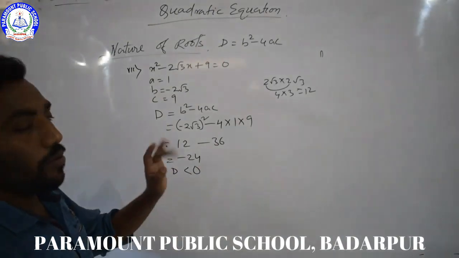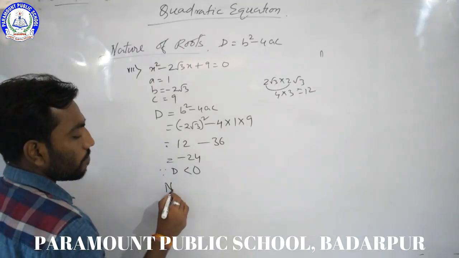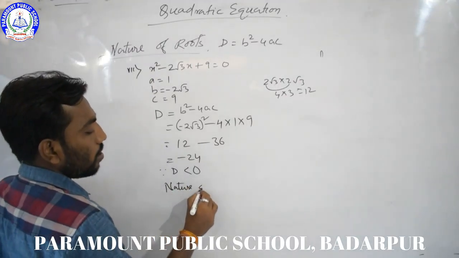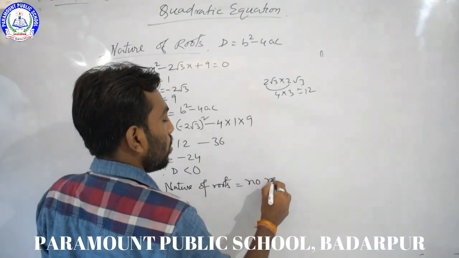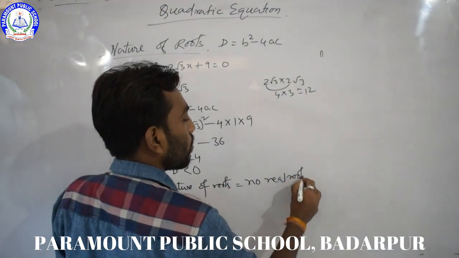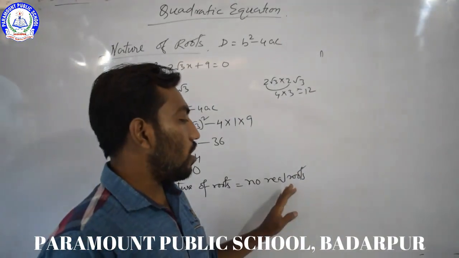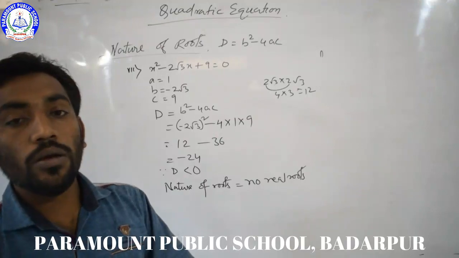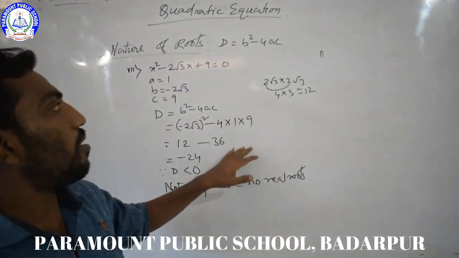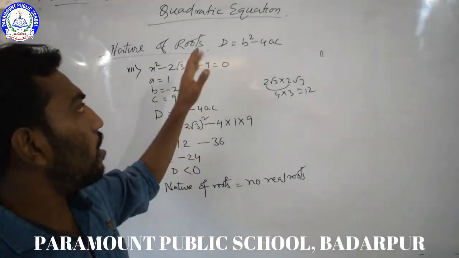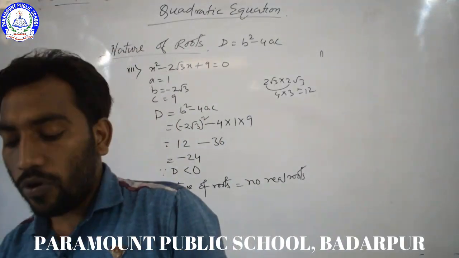So when our discriminant becomes less than 0, the nature of the roots is no real roots. So since we are getting no real roots, there is no need of solving the problem. Our problem stops here. So I have solved 3 problems based on our quadratic formula and nature of the roots. Let me go with another type of problem.